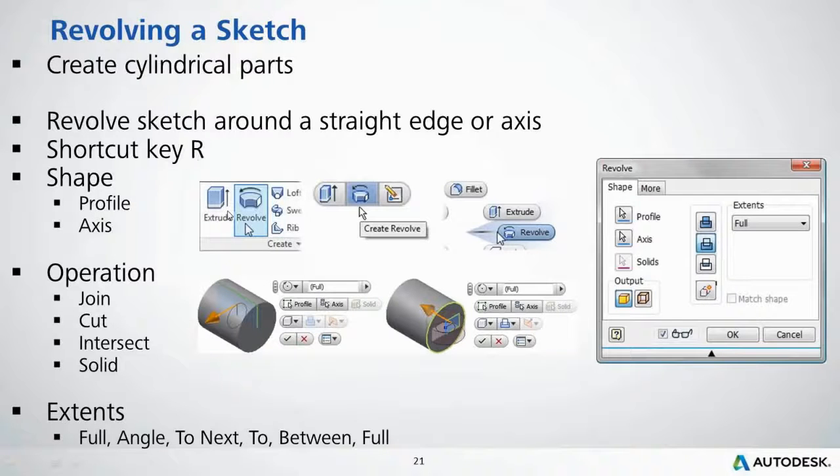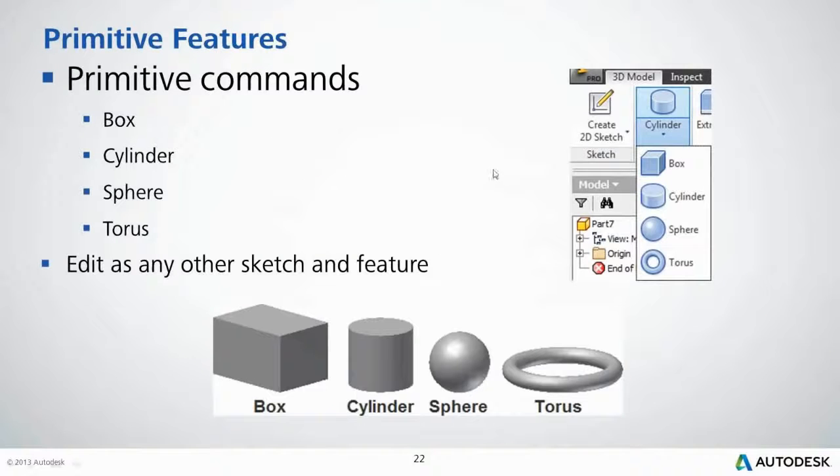Again, just starting up the command, we can do the same thing from the ribbon. The shortcut key is the letter R, and again, adding or removing material. I also want to point out that we have primitive features. You'll notice from the ribbon, if I want to go back and create a plate or a cylinder, there's really no need to go back through and create a sketch and extrude it. We have primitive commands that will take you immediately through all of those steps in an automated fashion.